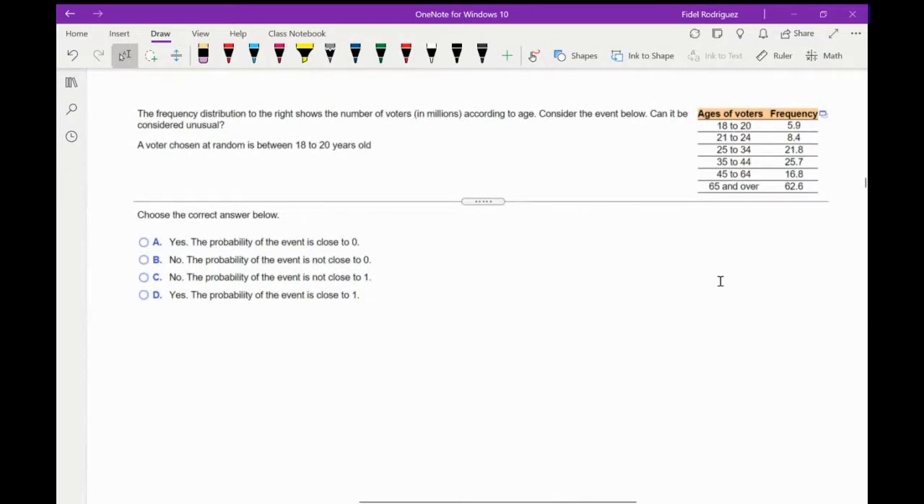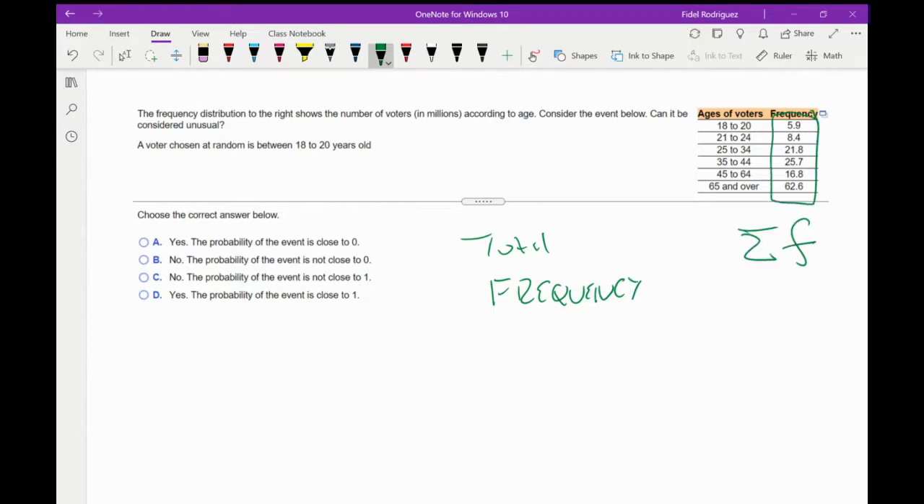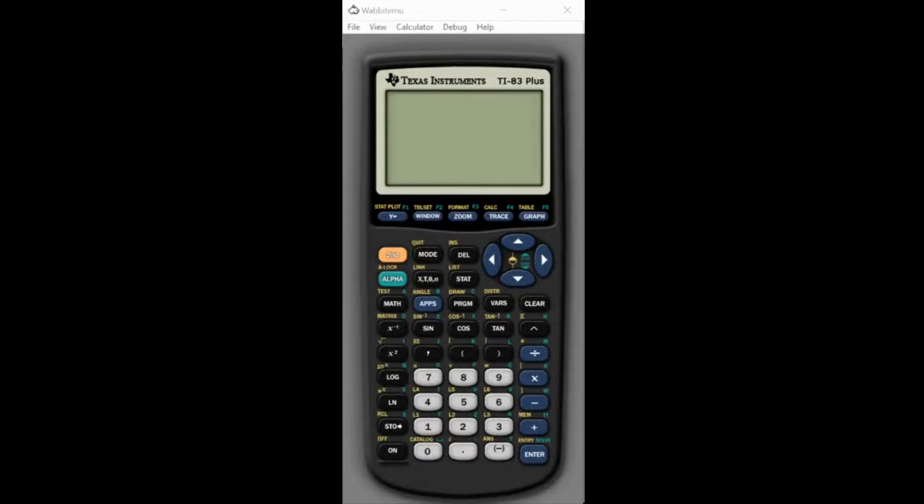The first thing I want to do is find my total frequency. The way I find my total frequency is I'm going to take all these numbers here and add them up. I'm going to share my calculator with you guys so y'all can see exactly how I'm doing this one. Here it is, my calculator's coming up for y'all.